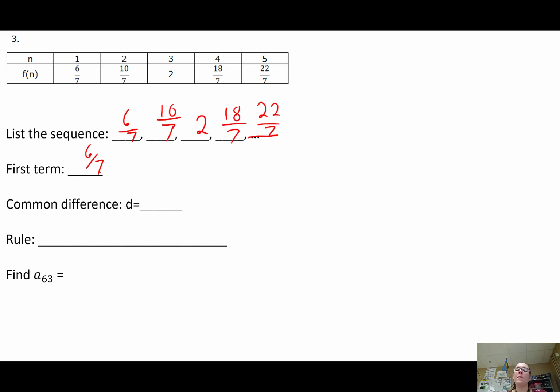Okay. Now the common difference, how am I getting from one term to the next? So notice all but the 2 have a denominator of 7. So all we have to look at is the numerator. How am I moving in the numerators? Well, to go from 6 to 10, I'm adding 4. Okay. And actually, if I change 2 into a fraction, which I can, right, which is 14/7, we'll notice that I am adding 4 each time in the numerator. So my common difference in this case is 4/7.